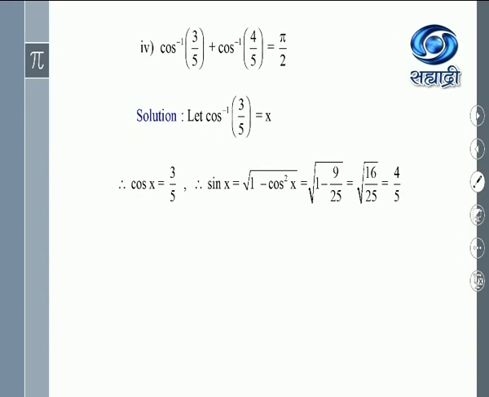Now with the definition we write cos x is equal to 3 by 5. Therefore sin x is root of 1 minus cos square x. Now here we will have to write the condition. What is the condition? The condition is x is less than pi by 2, greater than 0. Whenever you have cos x as 3 by 5, obviously x is less than pi by 2, greater than 0, and therefore write sin x is greater than 0.